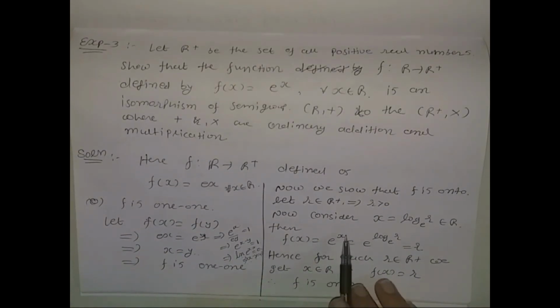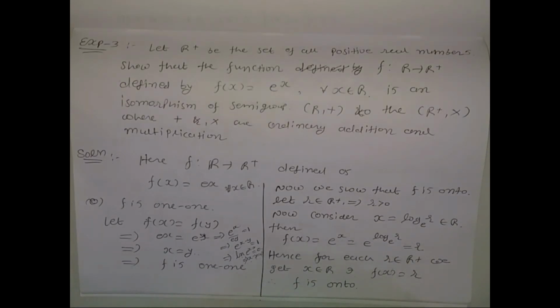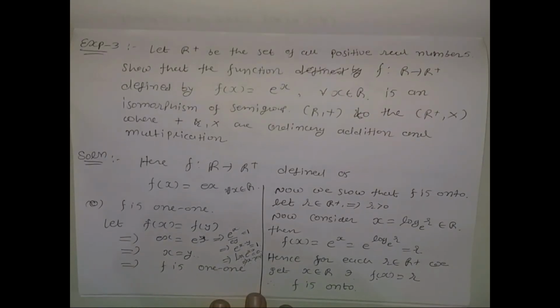f of x is equal to e raised to x. This is equal to e raised to log e base r. This is equal to r, because e raised to log e base r is equal to r. Okay, hence for each r belongs to r plus we get x belongs to r, such that f of x is equal to r. For every positive real number we get the real number from the set of all real numbers such that f of x is equal to r. So f is onto.